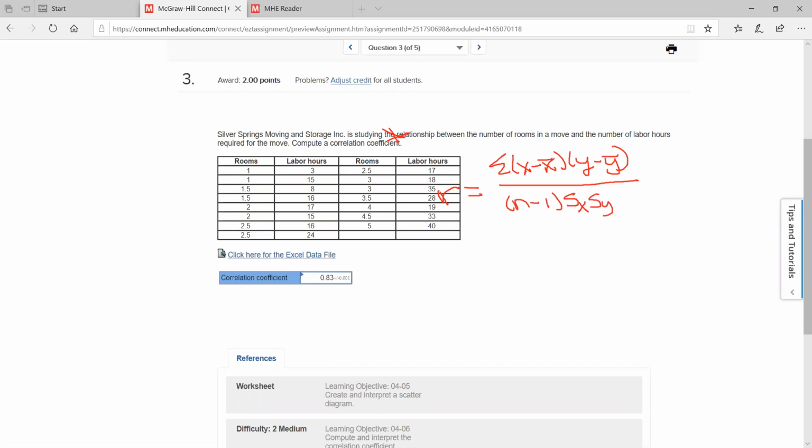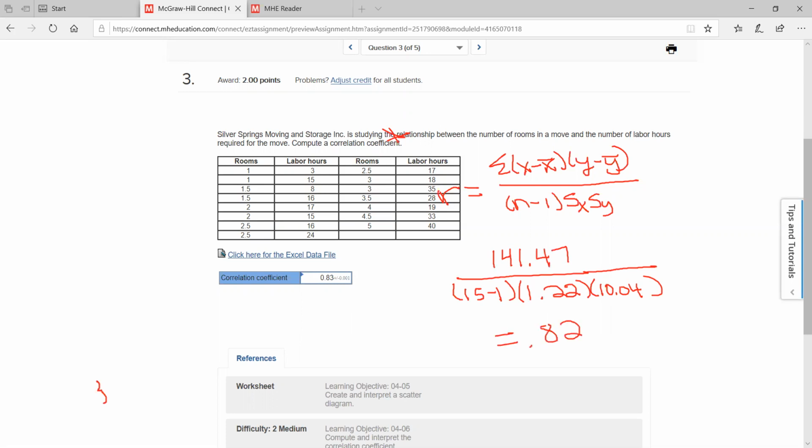So essentially what I did was I took that 141.47, that's the summation of those. And then of course it's 15 minus 1, or 14, multiplied by my standard deviation of X, which was about 1.22, times 10.04. I'm just showing you this to illustrate, because these numbers right over here are not rounded. And then of course you're going to get about 0.82 as your correlation.